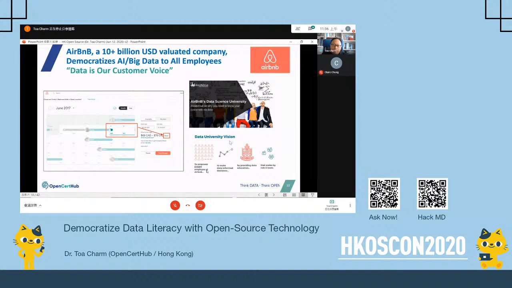When they went bigger and became a global company, they could not talk to their customers, I mean the hosts and also the guests, every day, every second. But they believed that this is important. So they thought, there's a technology called big data and AI. When we can make use of it, we can understand the customer voice every day, every second. So they call this strategy data is our customer voice. When they make use of big data, they actually listen to customers every day, every second. So they believe in that.